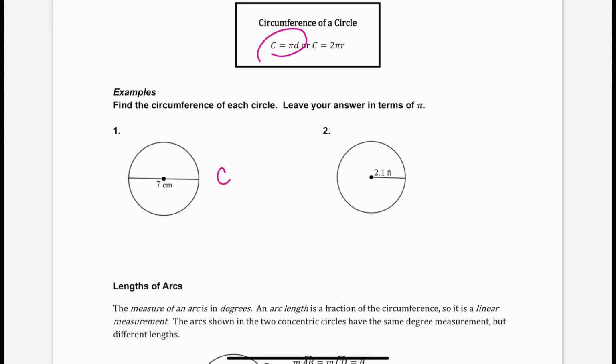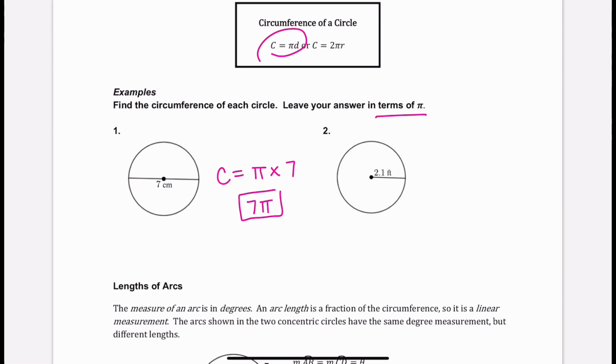So the circumference of circle 1 is equal to pi times my diameter, which is 7. We can just simplify pi times 7 to be 7 pi. This would be leaving our answer in terms of pi, meaning an exact answer versus a decimal approximation.